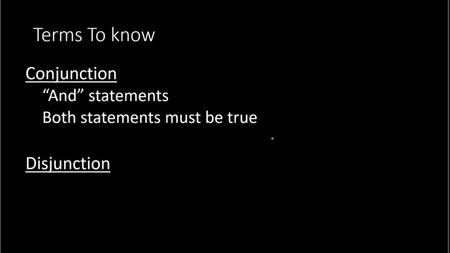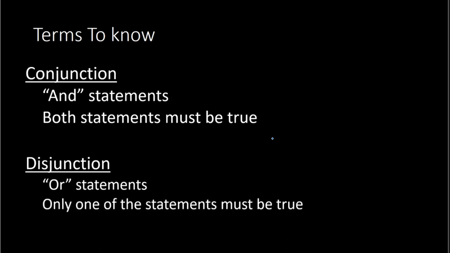Next, we have disjunction, which is an or statement. And for an or statement, only one of the statements must be true. So if I were to ask you, true or false, -5 is less than -3, and 3 is less than 5.